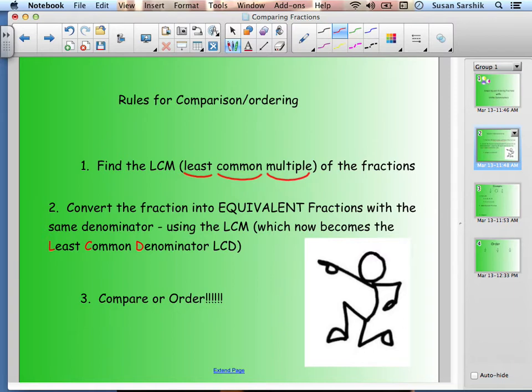That's number one. Once you've done that, using the LCM, you convert the fractions into equal fractions with the same denominator. Equivalent, when you hear that word, you should automatically think what you do to the top, you do to the bottom. You find the equivalent fractions using the LCM. Once you create a new fraction, that LCM becomes your least common denominator, your new denominator. The final step is you then compare or order.